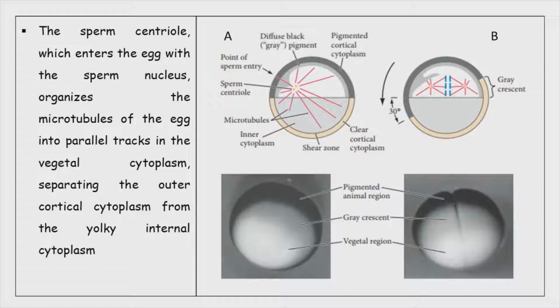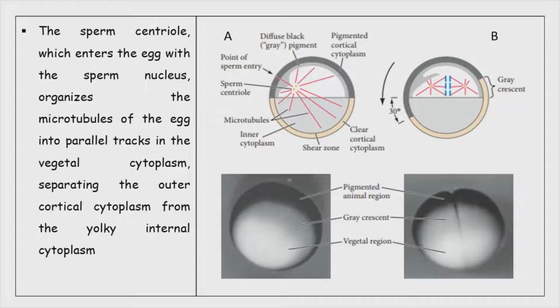Here in image A, you can see the egg is divided into two poles, the animal pole and the vegetal pole. At the animal pole, you can see an outermost layer of very dark pigment, and this layer is the pigmented cortical cytoplasm. Below this layer is a gray-colored layer of cytoplasm which has less pigment. On the left side of the picture you can see the point of sperm entry and these pink-colored lines of microtubular tracts which are going to move the dark pigmented cortical region against this lower light, or you can say gray, cytoplasm.